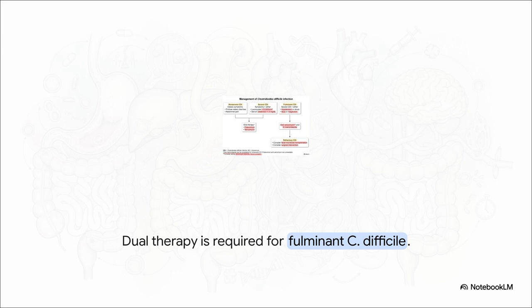But if they're fulminant, meaning they're in shock, hypotensive, or they have an ileus where the intestines stop contracting, you hit them with dual therapy. That means oral vancomycin combined with IV metronidazole. If they have an ileus, you might also need to throw in a vancomycin enema.